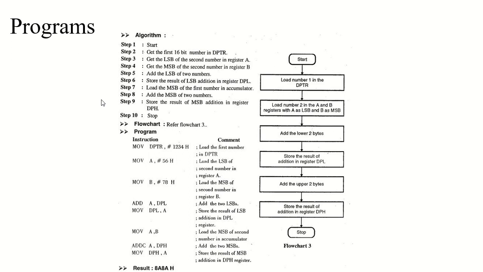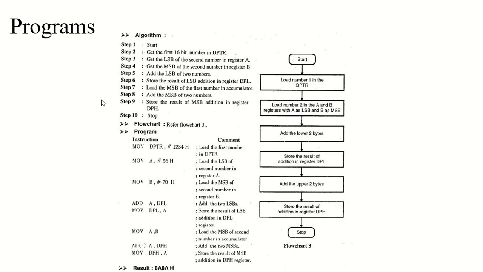Now what are you going to do? As I've said earlier, every arithmetic operation will take place in the accumulator only. So you cannot simply add the two MSBs directly, because one MSB is in the DPH register, and the second MSB is in register B. So there is no accumulator. So you have to send the data from register B to accumulator, or you can also send the data from DPH to accumulator. Either of them is fine.